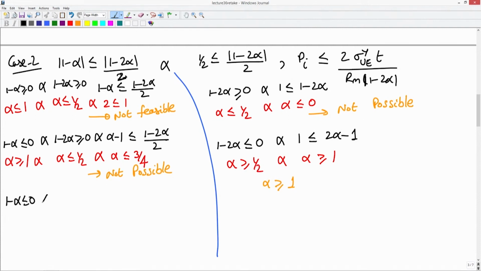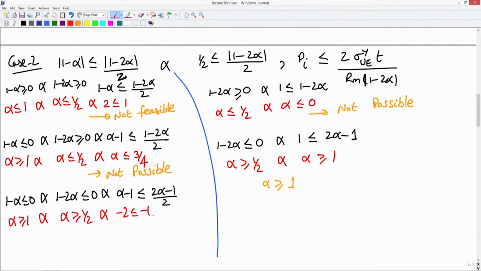minus alpha is less than 0 and 1 minus 2 alpha is less than 0. Since 1 minus alpha is less than 0, the positive value will be alpha minus 1. This should be lesser than 1 minus 2 alpha is less than 0, so the positive value will be 2 alpha minus 1 by 2. Okay. So, what will this tell us? This tells us that alpha must be greater than or equal to 1 and alpha must be greater than or equal to half, and minus 2 is less than or equal to minus 1, which is true. Okay. Always this implies that alpha must be greater than or equal to 1.